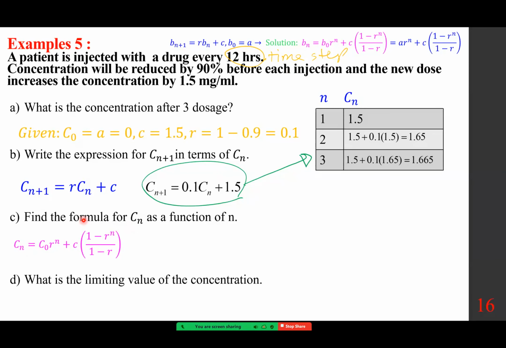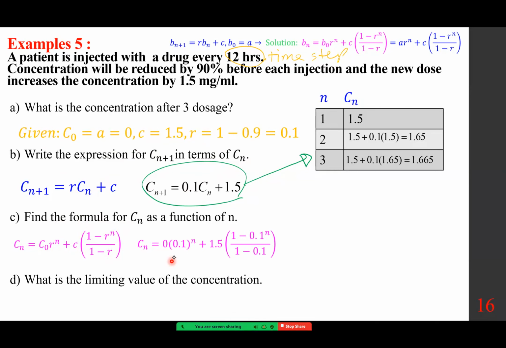And now again, I'm going to go back to the given. See how easy it's going to make it. I'm going to replace the C sub 0 with 0. I'm going to replace the c with 1.5. And in both cases, the r with 0.1. So please take a look at the importance of the given. When you write this, it's going to make life easier.